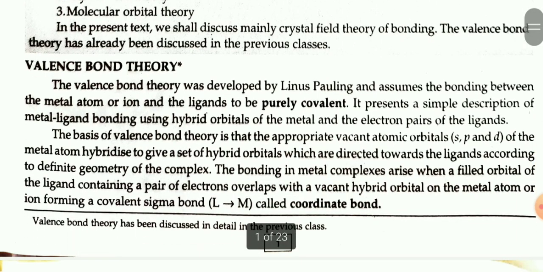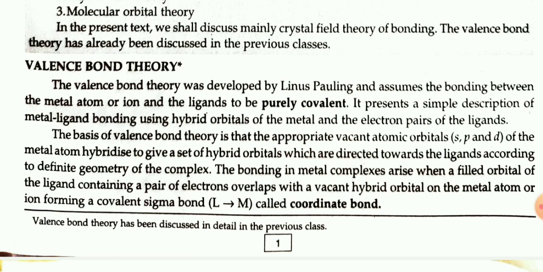Valence bond theory. The valence bond theory was developed by Linus Pauling and assumes the bonding between the metal atom or ion and the ligands to be purely covalent. It presents a simple description of metal ligand bonding using hybrid orbitals of the metal and the electron pairs of the ligands. The basis of valence bond theory is that the appropriate vacant atomic orbitals of the metal atom hybridize to give a set of hybrid orbitals which are directed towards the ligands according to definite geometry of the complex.